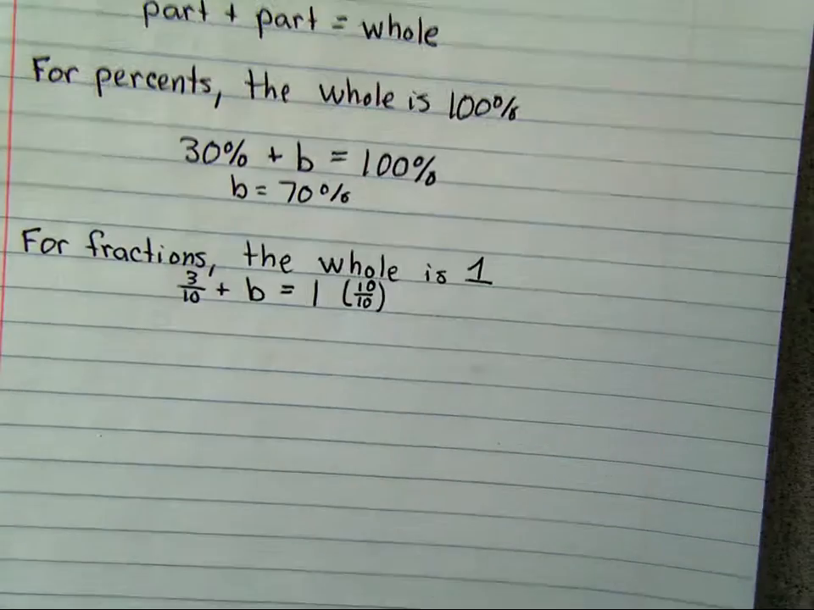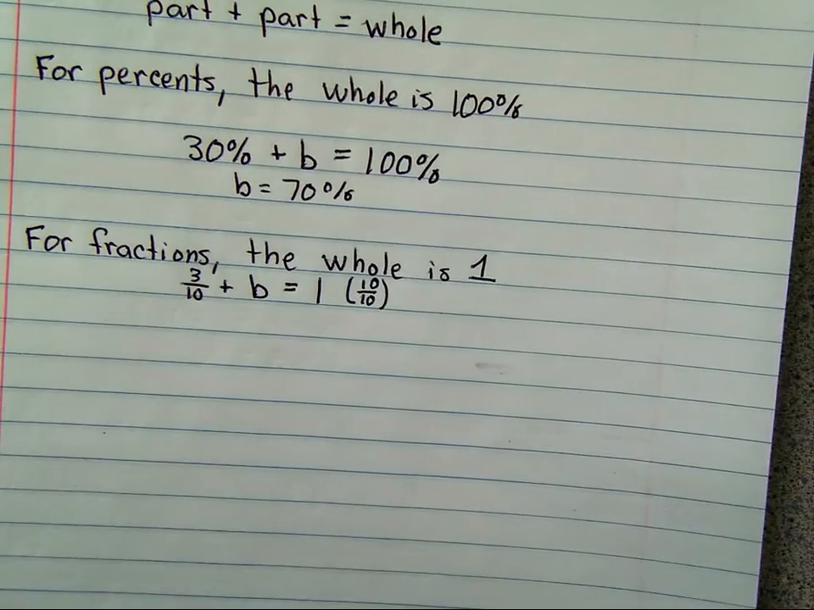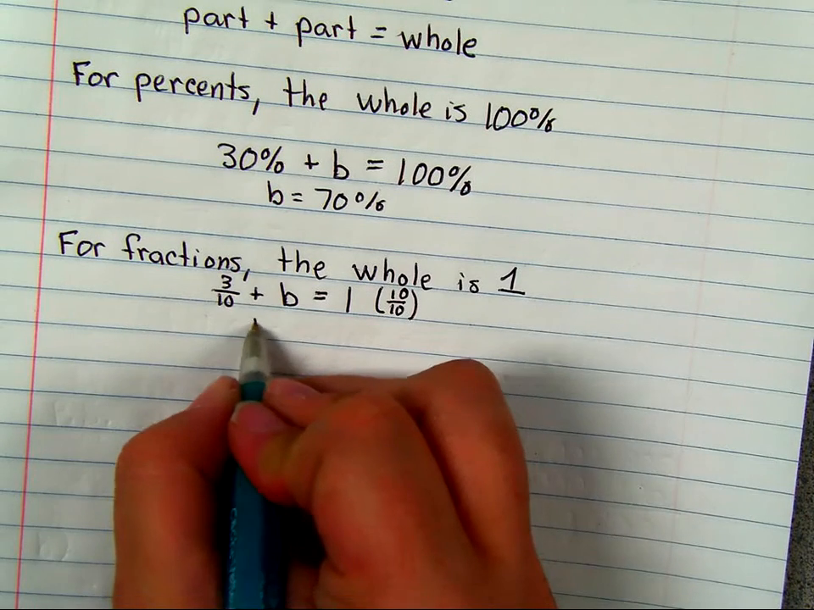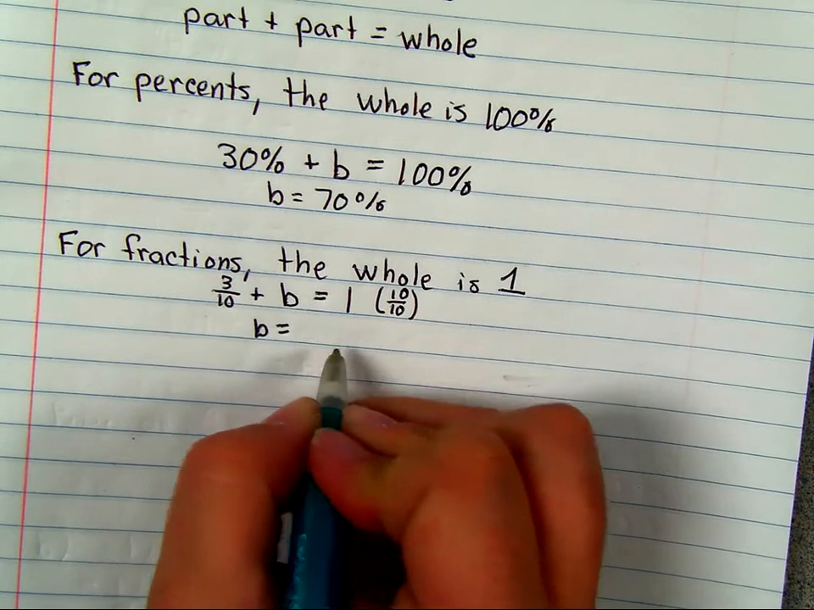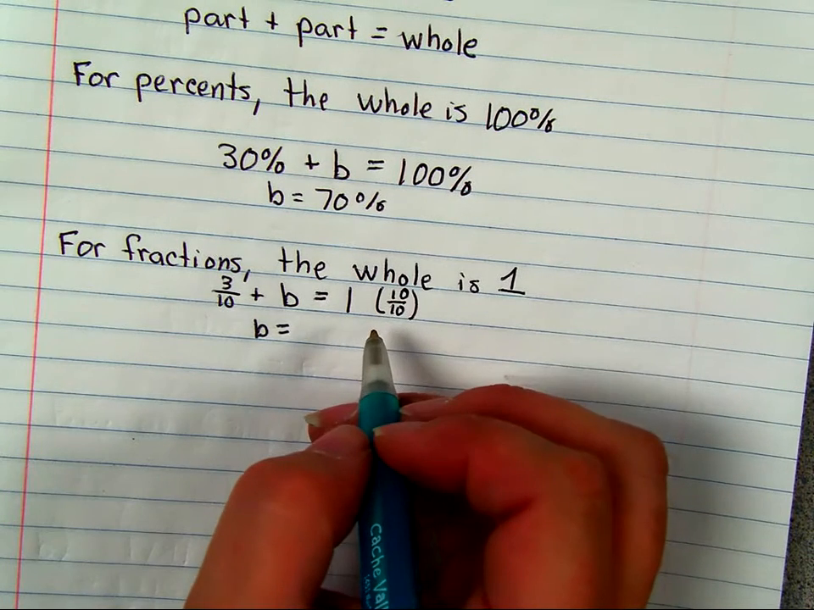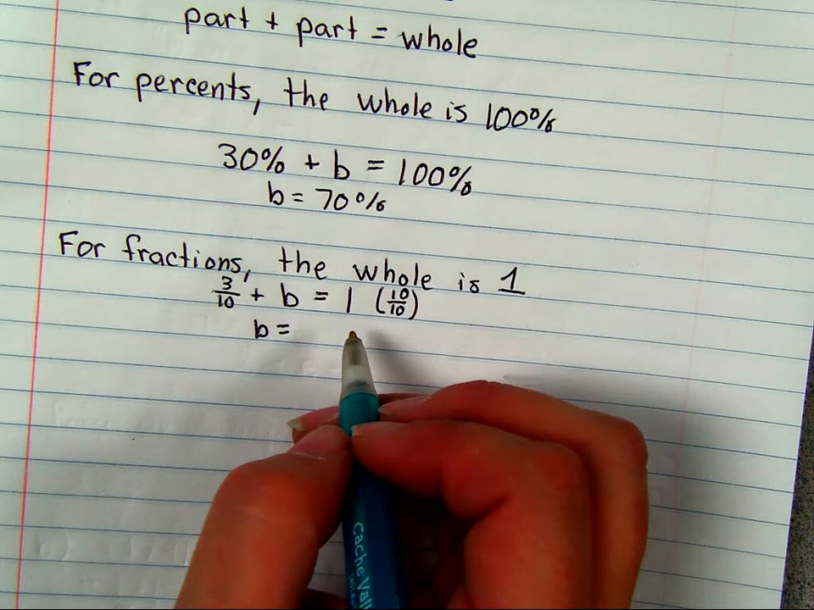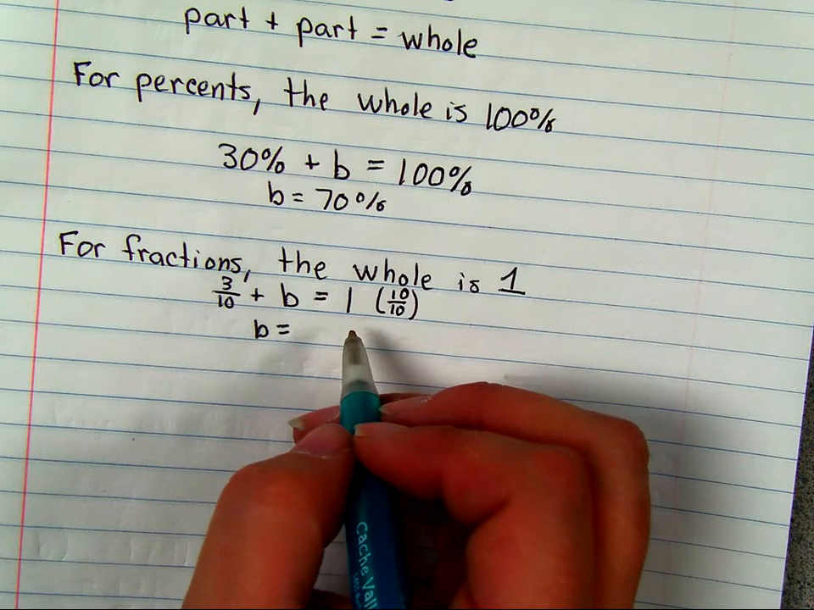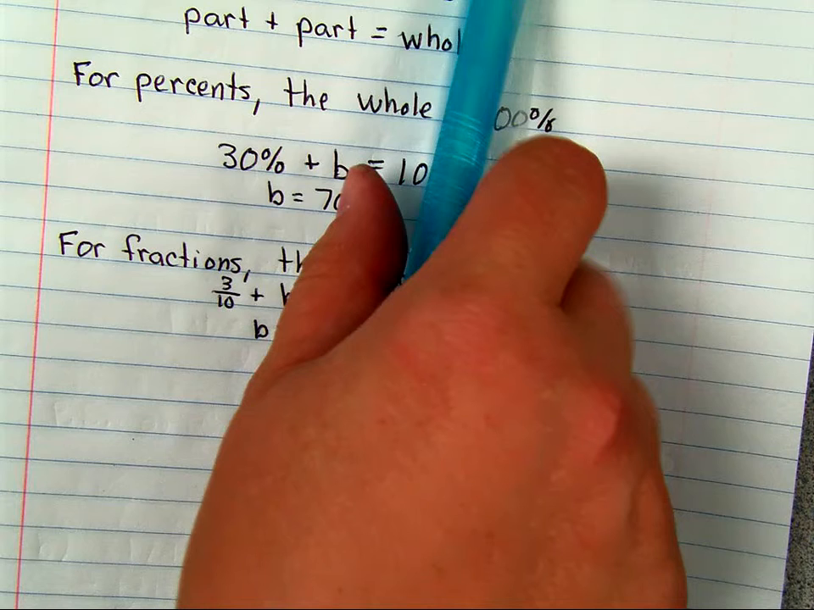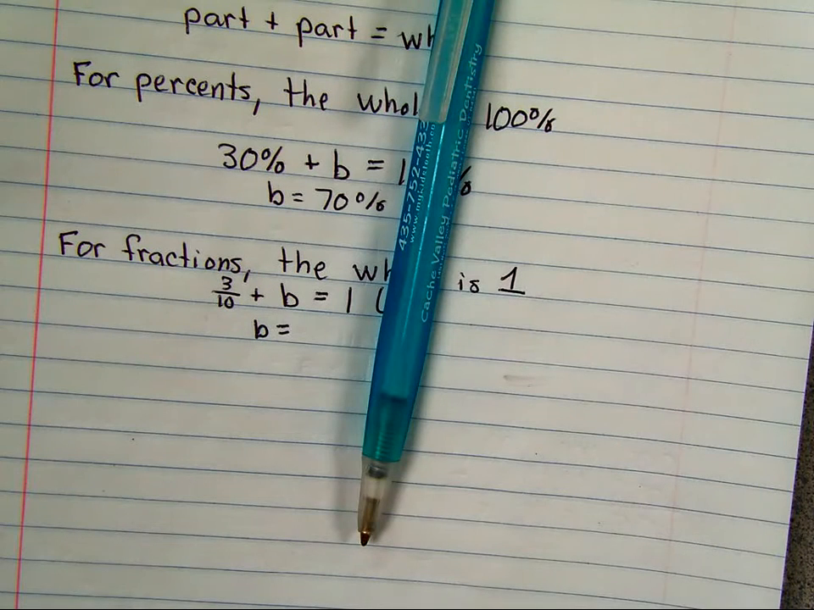Danny, what am I adding to 3/10 to get a whole? 3/10 plus what equals 10/10 or 1 whole? So 3, 4, 5, 6, 7, 8, 9, 10. How many did I add to it? 7/10.